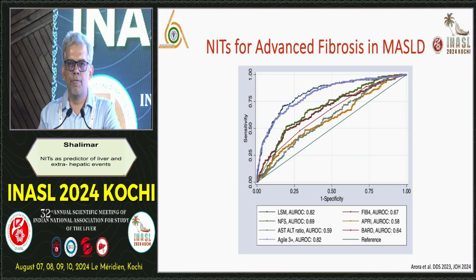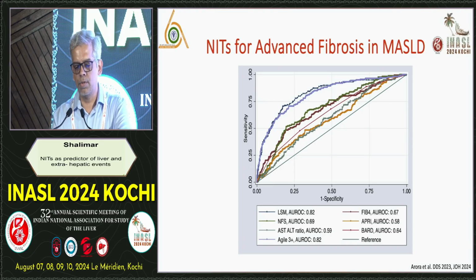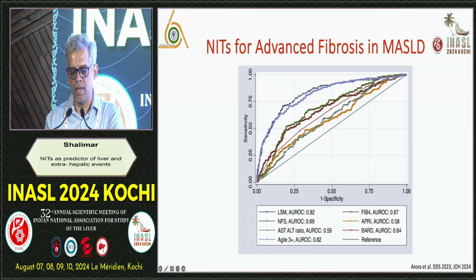The area under the curve for performance of various NITs was highest for the VCTE based, that includes the FibroScan, and the scores which have been developed that include the AGILE-III. Whereas the rest of the blood-based NITs had a suboptimal performance with an area under the curve less than 0.7.